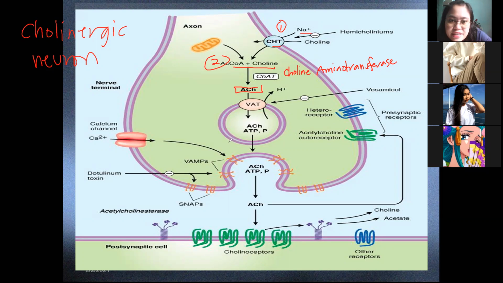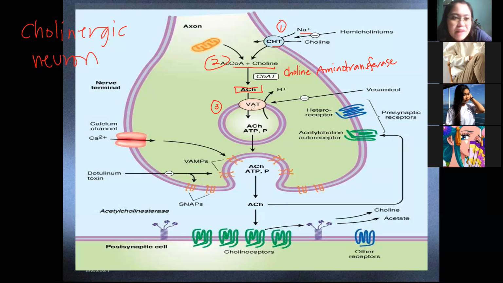So this is the vesicle here. If you can see on your screen, you have a circular vesicle at the center. This is the vesicle. So this is now the storage part. Acetylcholine needs to be stored inside the vesicle, and the one that stores the acetylcholine inside the vesicle is this one, the VAT.